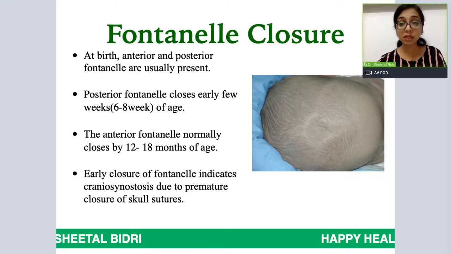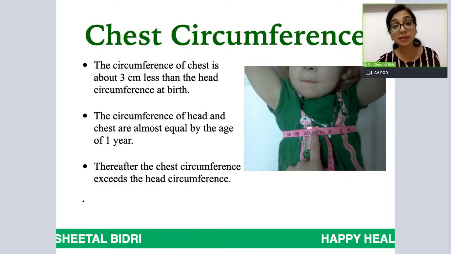Then comes the chest circumference. We can correlate this with the head circumference. It is usually about 3 centimeters less than the head circumference at birth. The head circumference and the chest circumference become almost equal at the first year, and then the chest always exceeds the head circumference.